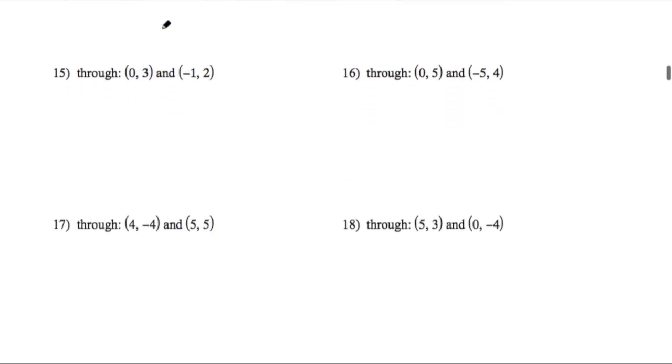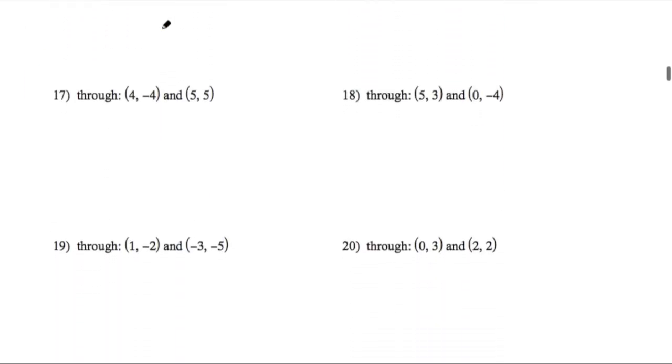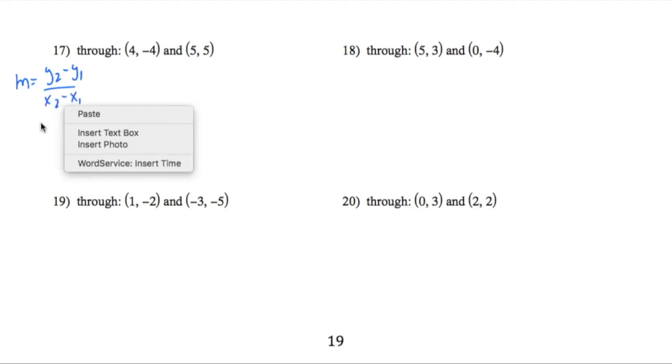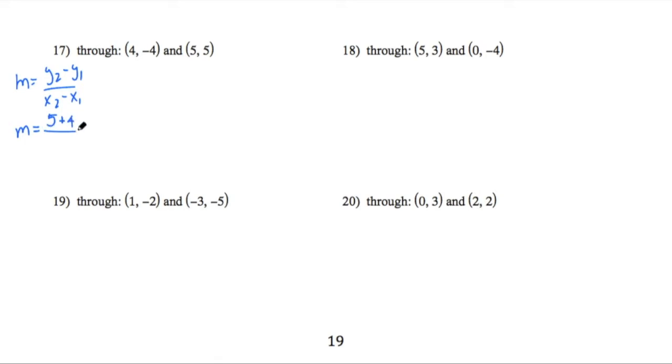What happens if they don't? Let's go ahead and try another one, like number 17. So number 17, we have to start off by finding the slope. So m equals y2 minus y1 over x2 minus x1. Make sure you're getting those y's on the top every time. So m equals 5 minus -4, so 5 plus 4, over 5 minus 4. So that's 9 over 1. So our slope is 9.